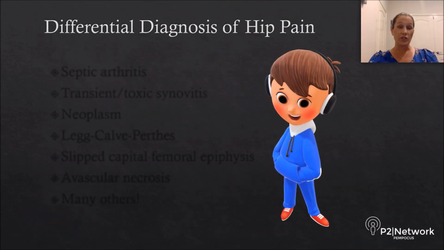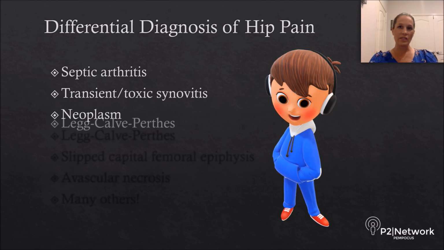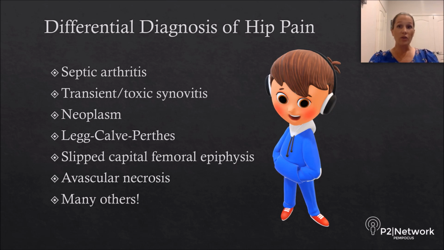Some common differential diagnoses include septic arthritis, transient synovitis, also known as toxic synovitis, neoplasms, Legg-Calvé-Perthes disease, SCFE, avascular necrosis of the femoral head, among others. Several of these etiologies can cause a hip joint effusion that may be seen on ultrasound, and point-of-care hip ultrasound can help you narrow your differential.